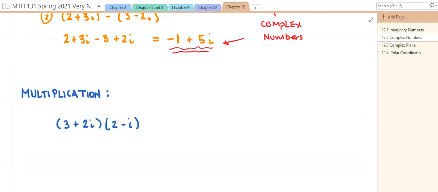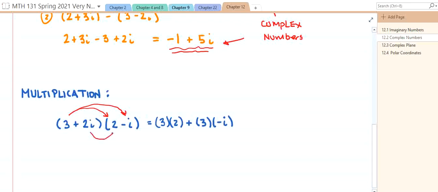Okay, so let's do multiplication. So let's multiply 3 plus 2i times 2 minus i. Well, we can handle this the same way we handle multiplication of any binomial. We would first take the 3 multiplied by the 2, and then the 3 multiplied by the minus i. Then we take the 2i multiplied by the 2, and then the 2i multiplied by the minus i, and end up with this.